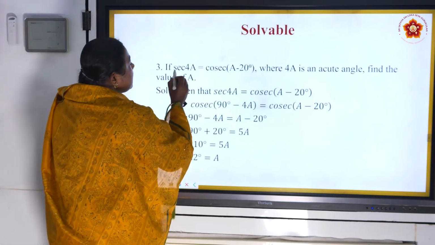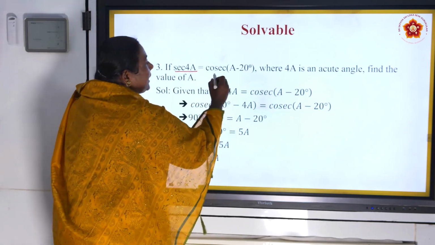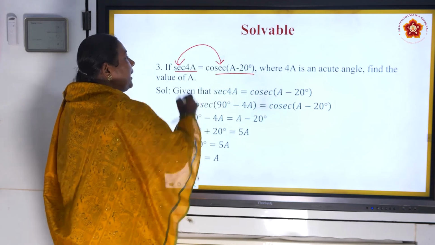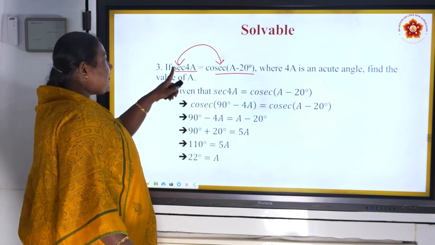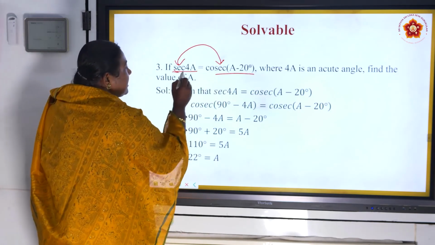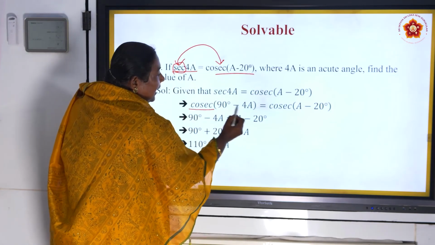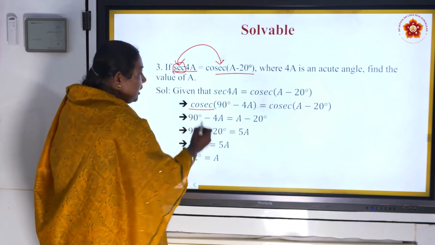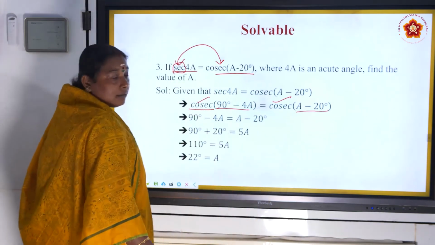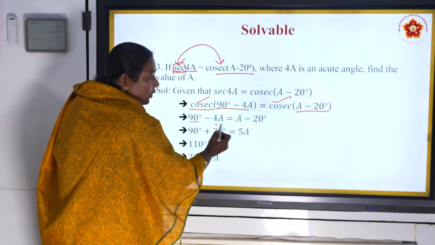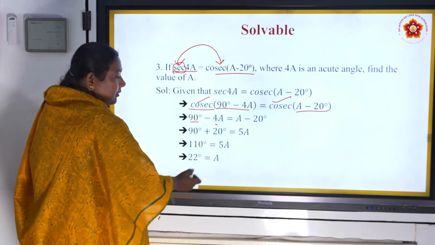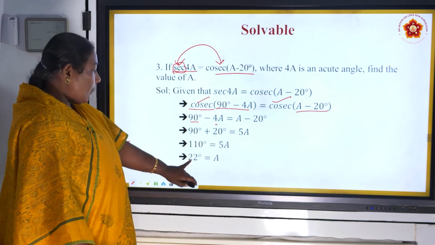Secant 4a equals cosecant a minus 20. So I know that secant and cosecant, how can I compare? If I write secant as cosecant 90 minus something, I'll get cosecant here. So I can compare the angles, right? 90 minus 4a is equal to a minus 20. So 90 plus 20, I'll get my a angle as 22.